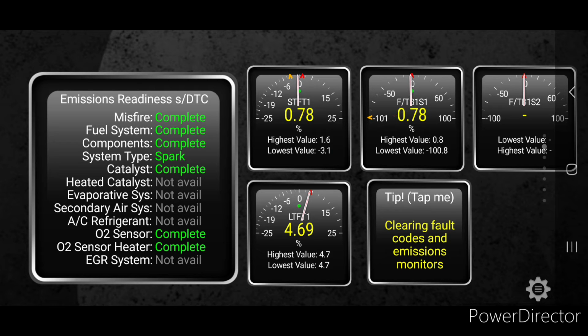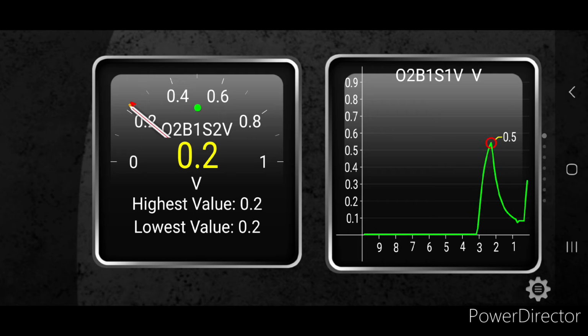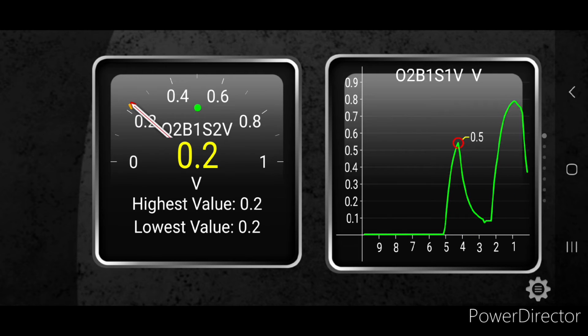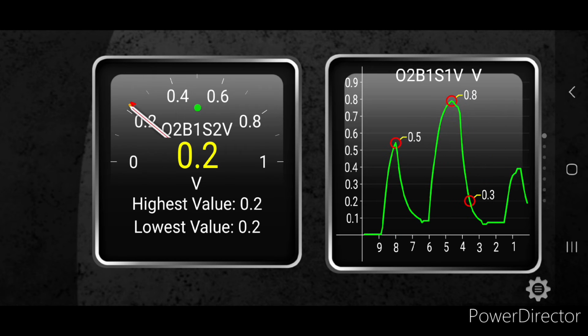But see, the fuel trim bank sensor number 1 is giving a command of 0.78, 0.56 negative, that's percent, guys. So let's go on to the other parameters. So this is our O2 sensor, bank 1 sensor 1.